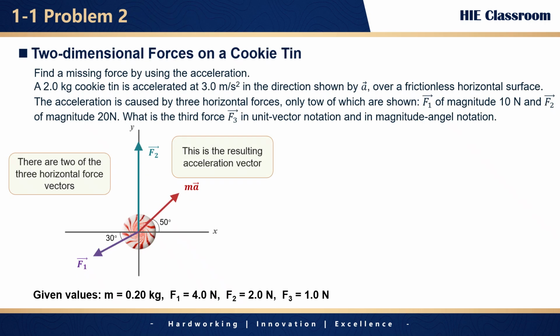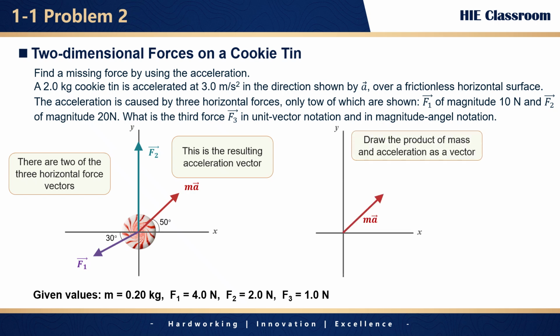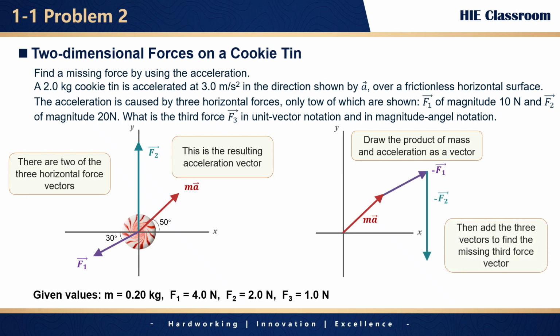Since this is a two-dimensional problem, we cannot just work with magnitudes. We need to treat all quantities as vectors. So instead of simply putting values there, we have to add the vectors ma minus F1 minus F2, as shown in the diagram. One way to do this is graphically. First, draw the vector ma. Then add the other vectors head to tail. The resulting vector gives us the missing force F3.